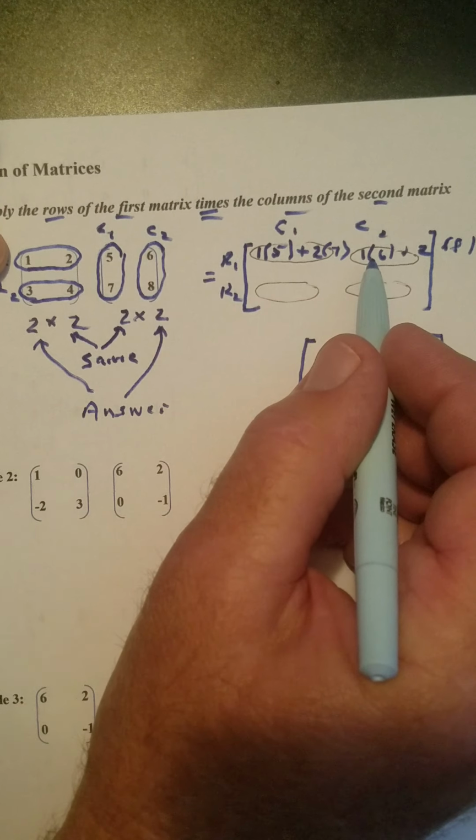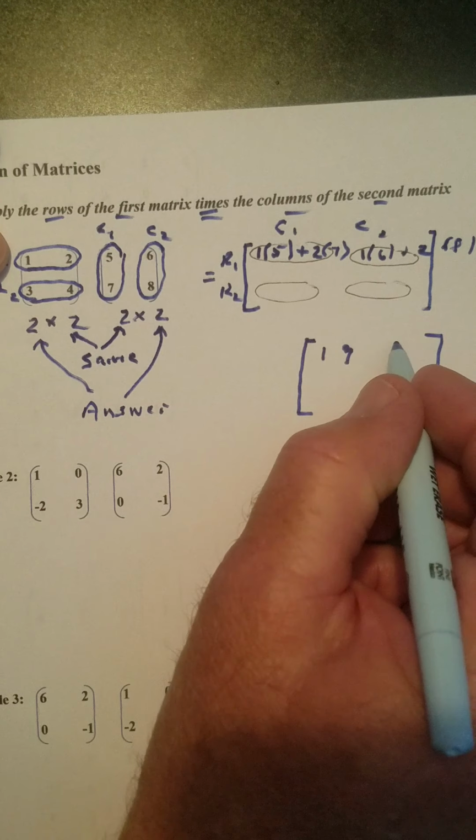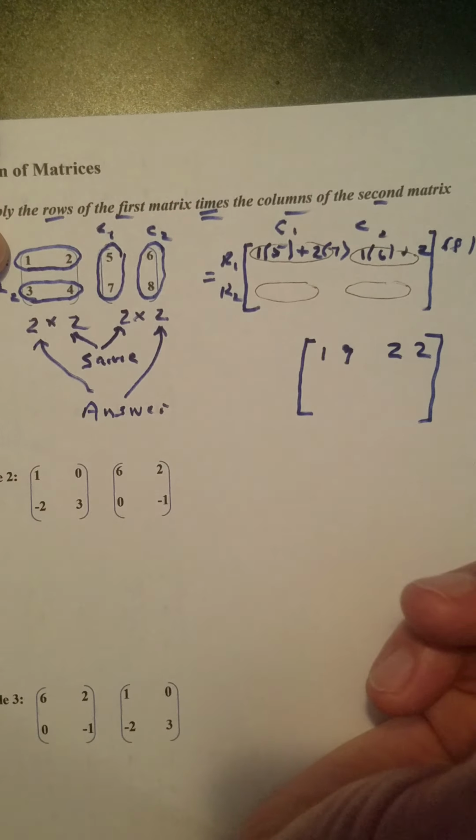1 times 6 is 6. 2 times 8 is 16. 6 plus 16 is 22.